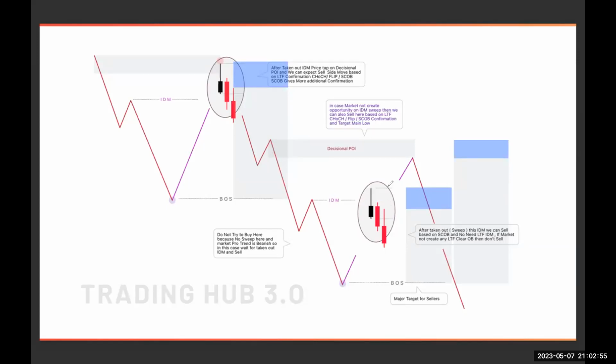Here you can see sometimes market fails and goes higher, mitigates your decisional PD and gives reaction, but you also need additional confirmation like CHoCH, flip, and single candle order block, and then sell till this low. That's it.